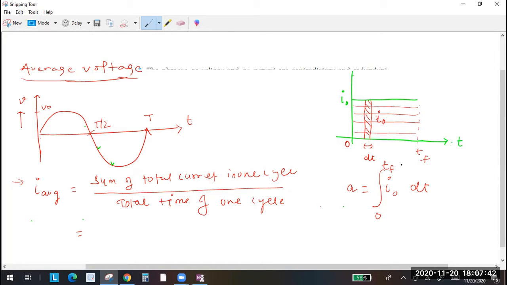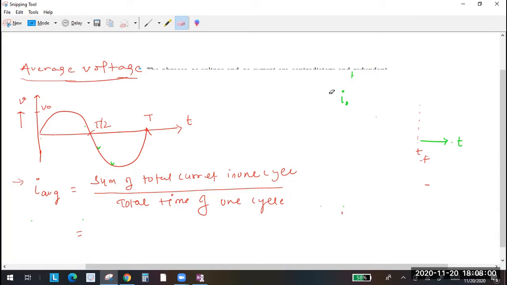This is what we do to calculate the area of any graph by using integration. The same logic we will use to calculate the area in this case as well. So now see it very carefully. Now you will understand it very easily.